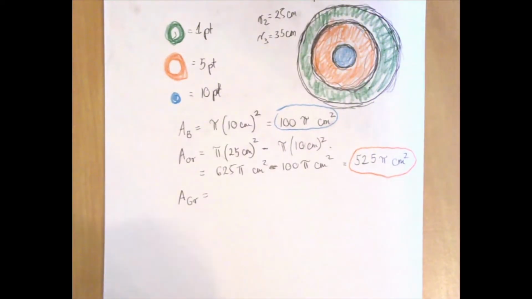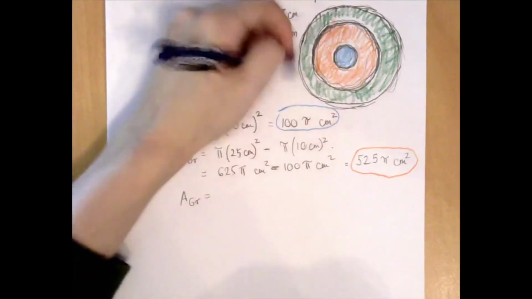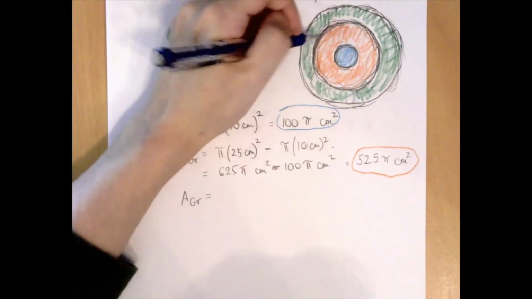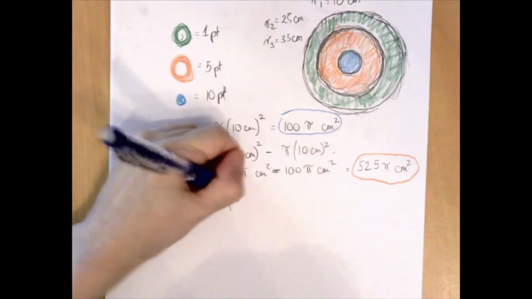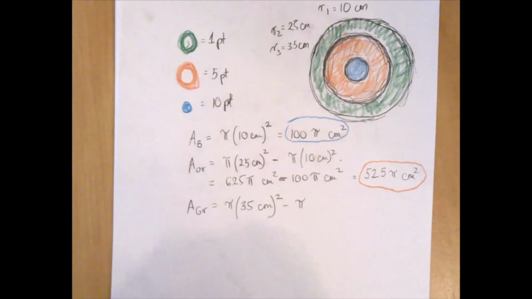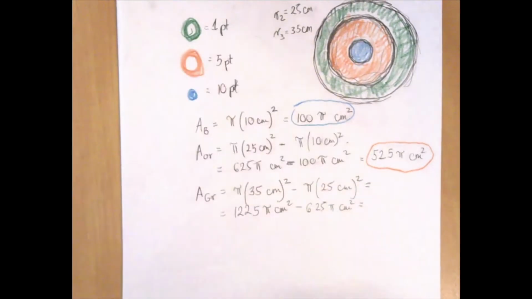The area of the green region can also be found as a difference of two circles. We take the area of the largest circle, pi times 35 centimeters squared, and from that we subtract the area of the circle around the orange region, pi times the middle circle. 35 squared is 1,225, so we have 1,225 pi square centimeters minus 625 pi square centimeters. That seems to be 600 pi.